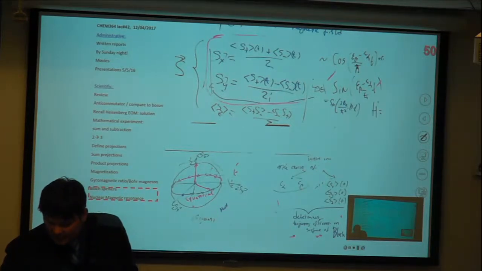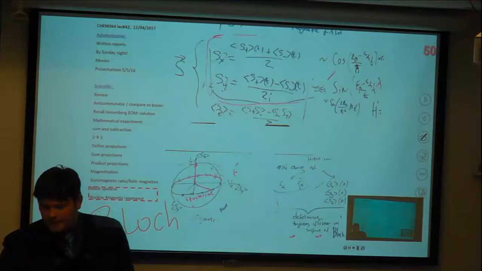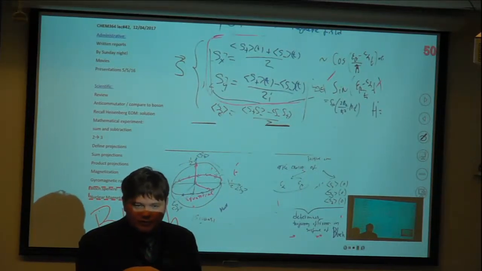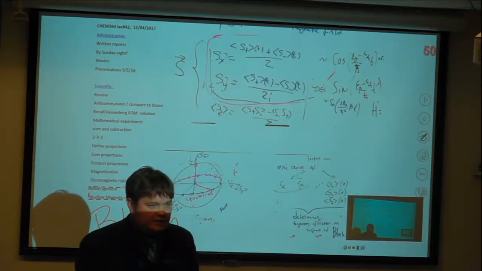This sphere has the name of Felix Bloch, and the motion of the tip of the spin vector on a Bloch sphere is a key to understanding nuclear magnetic resonance.